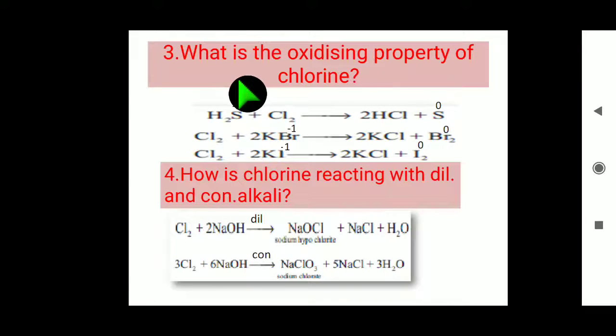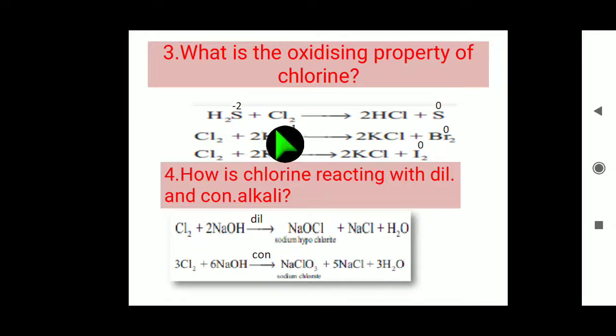Okay. Third question. What is the oxidizing property of chlorine? We know that oxidation means addition of oxygen, loss of electron, and oxidation number increases. After adding the chlorine in hydrogen sulfide gas, the oxidation number we can see in hydrogen sulfide, sulfur is -2 charge, here 0, right side 0.